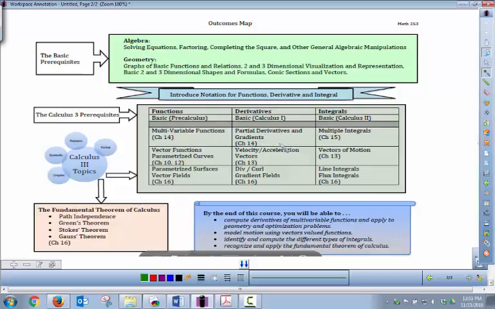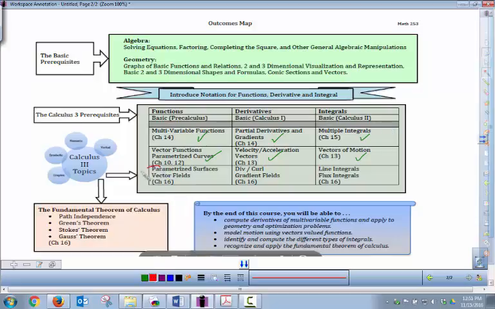So we did vector functions, we did the velocity, acceleration, and motion stuff of vectors. We just did the multivariable functions. And once we got introduced to that, we immediately jumped into finding directional derivatives and gradients. And then we did double and triple integrals. So those are the things that we've accomplished so far.